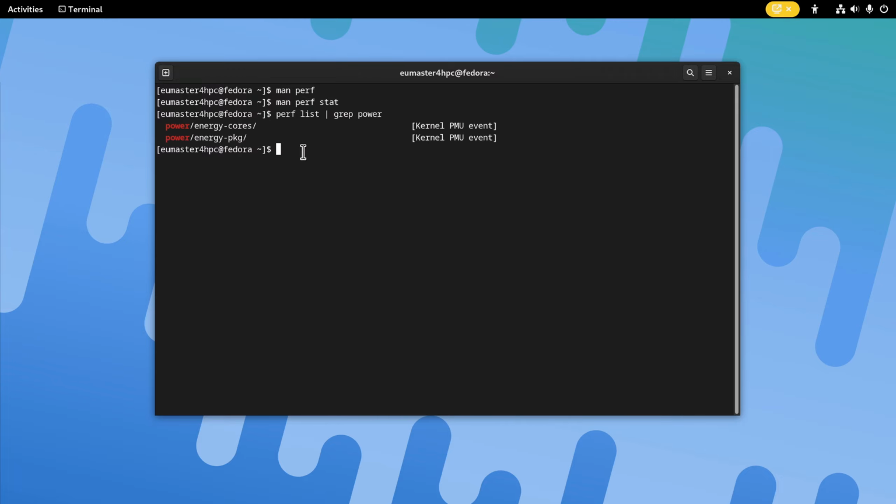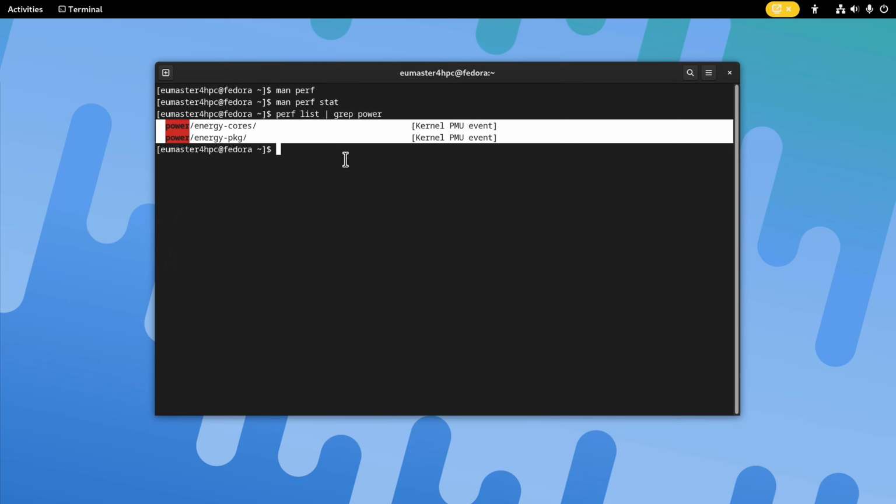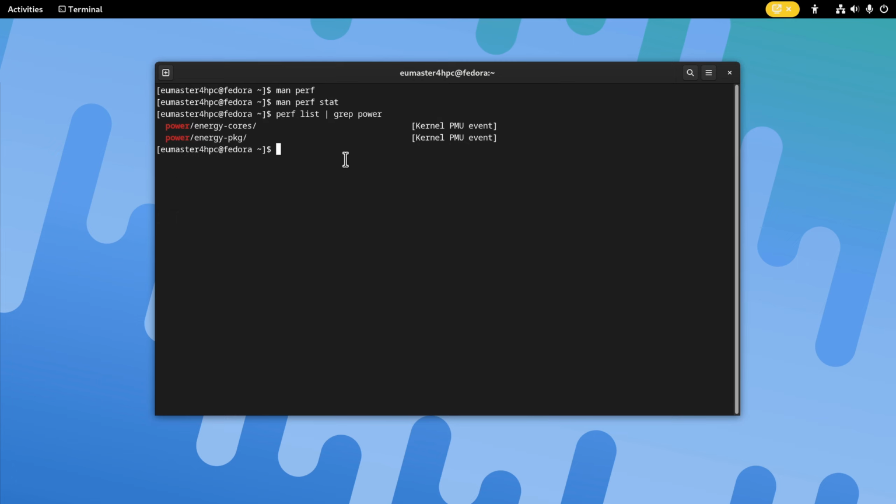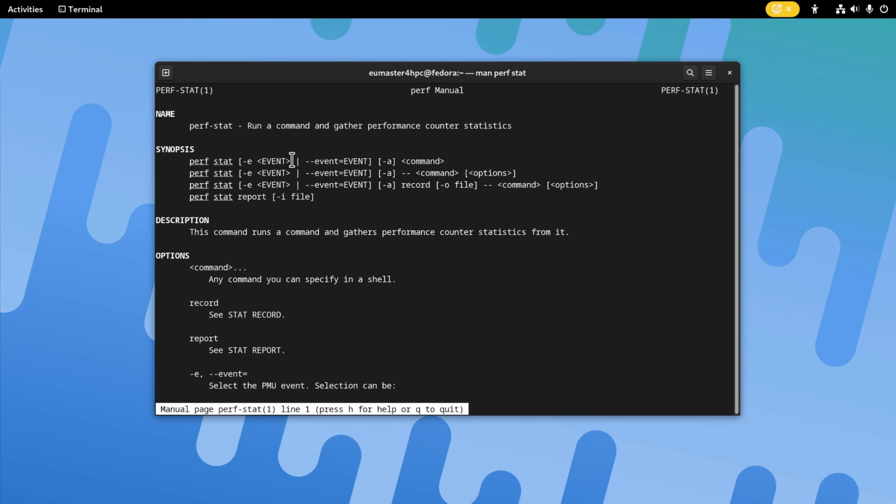In my case, the only two events are power/energy-cores and power/energy-pkg. These two events relate directly to the power cap zones from the sysfs interface. We can select one or more events for a single invocation of perf. The second parameter passed to perf is the command to run.